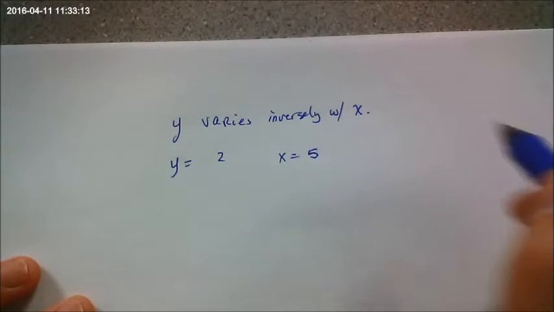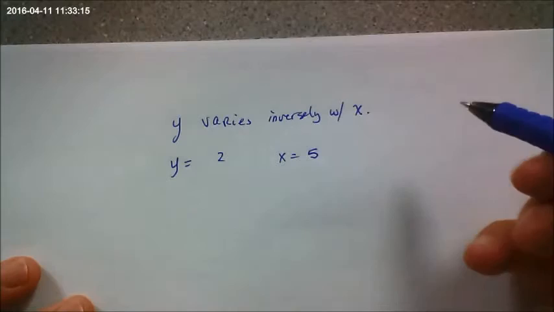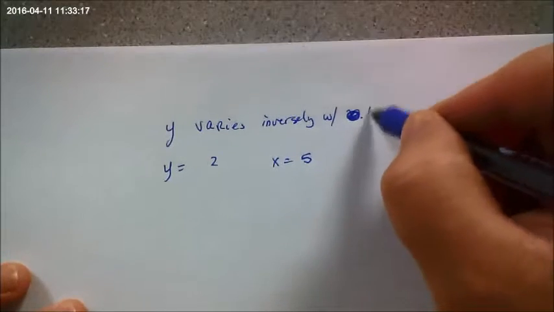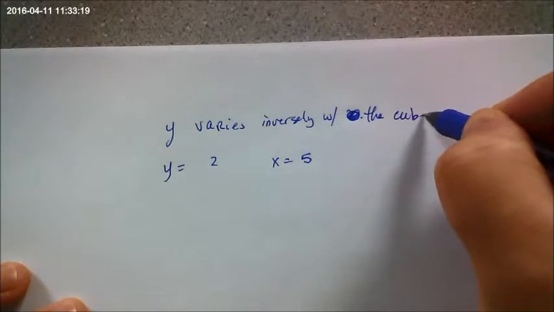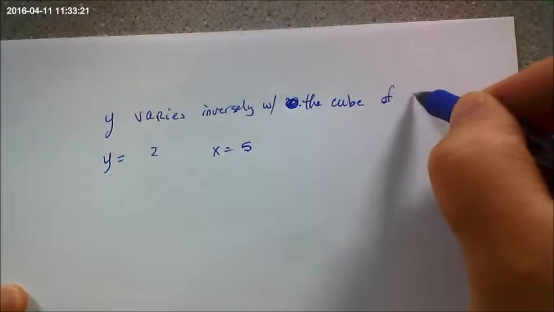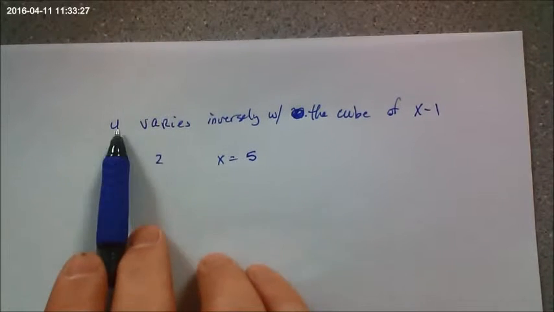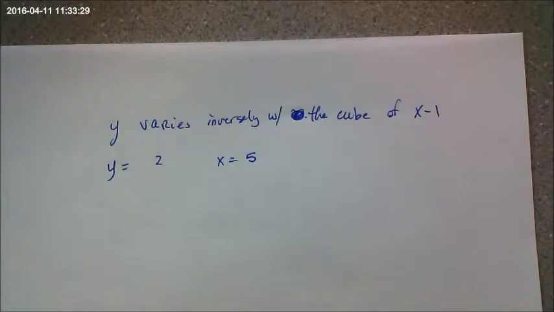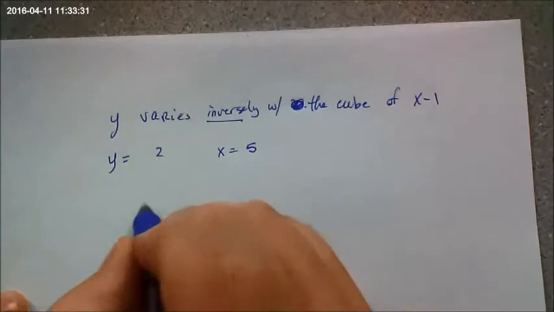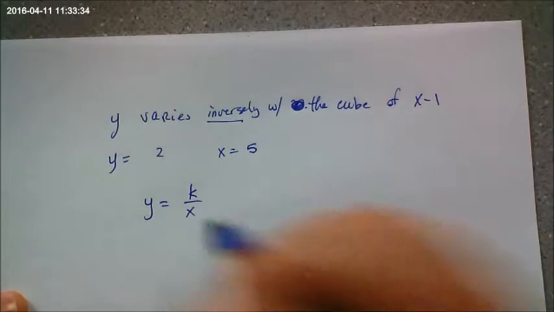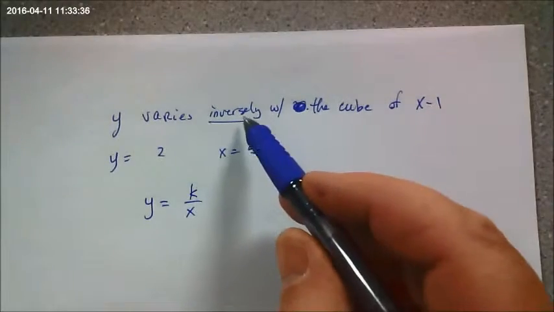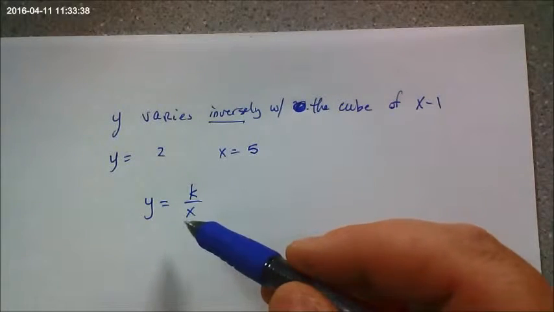Let's make it a little trickier. Let's say y varies inversely with the cube of x minus 1. Inversely means we're going to start with this. First thing you do is identify if it's inverse or direct, and you write your generic formula.